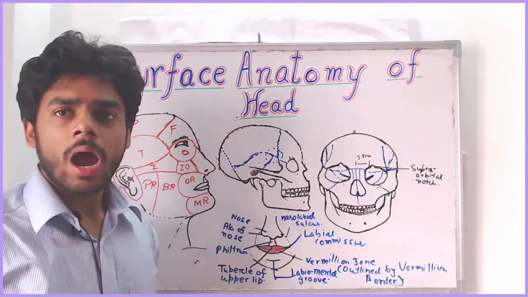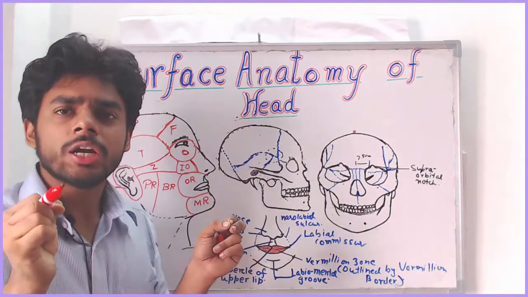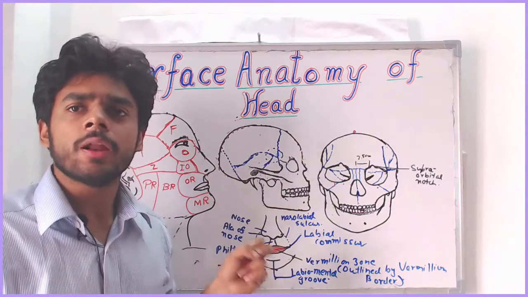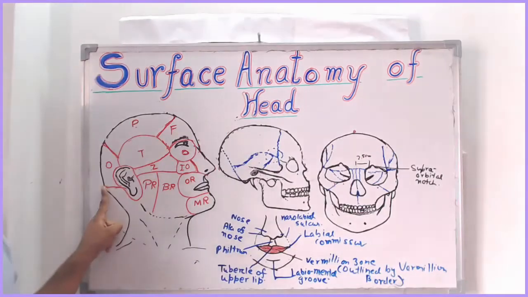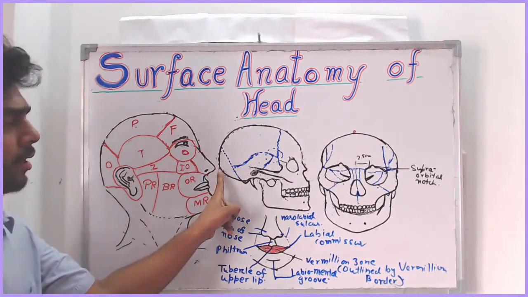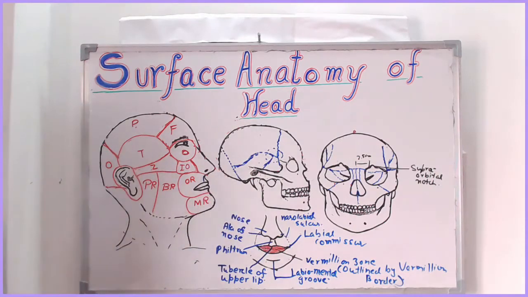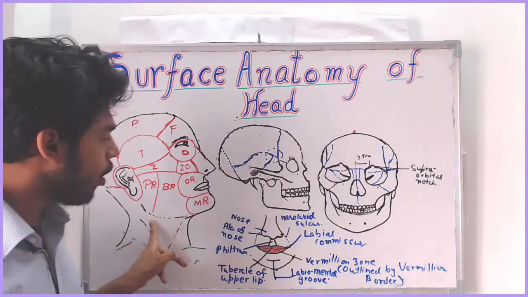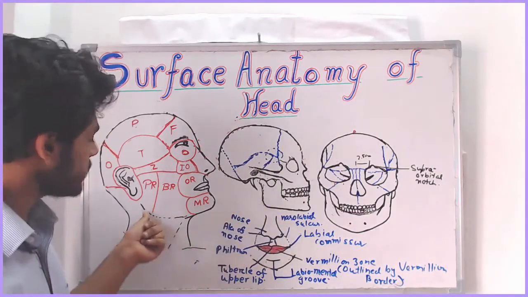Okay. After the vertex, we'll look at the external occipital protuberance. We already studied the external occipital protuberance; here in this part is the external occipital protuberance. Then gonion: the angle of the mandible is known as the gonion.